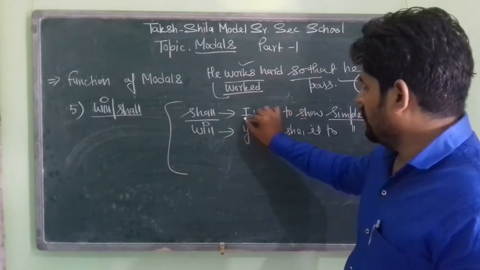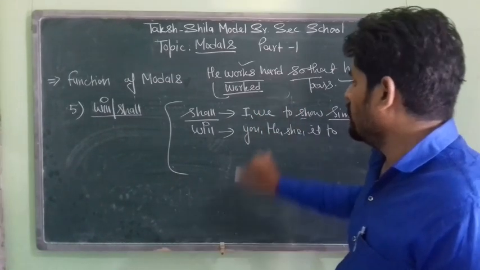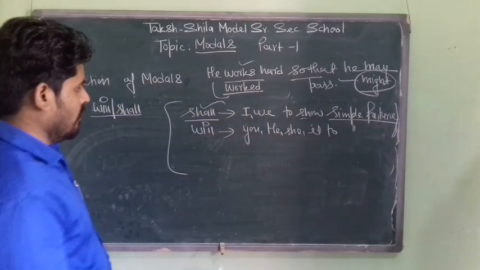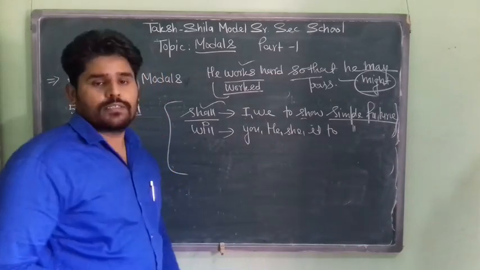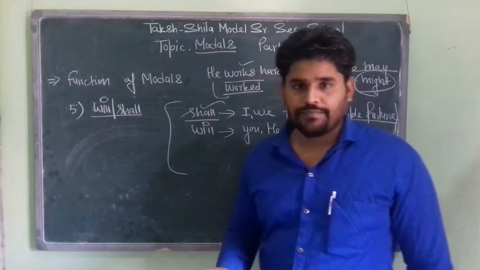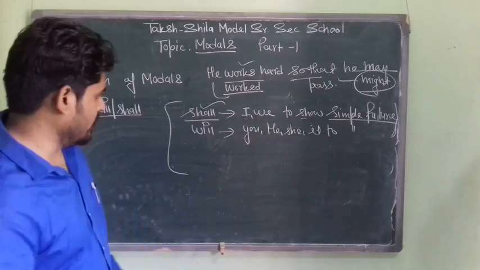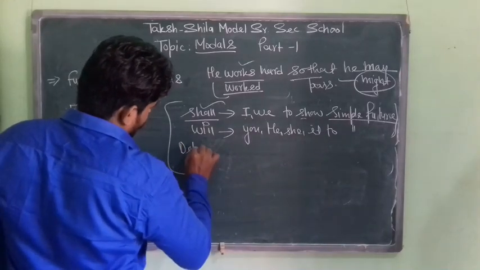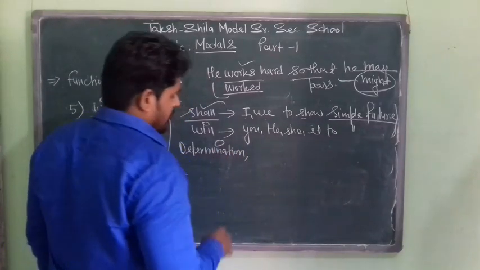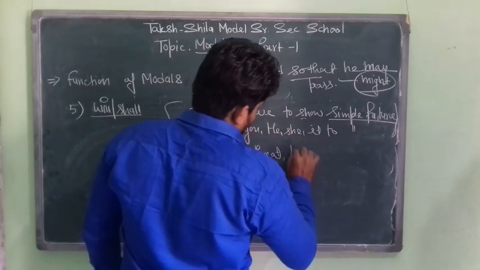With I or we, the first person singular and plural, we use shall, and with second and third person we use will. But when we want to express certain meanings using these will or shall, and these meanings such as determination, then there is threat, then there is promise.